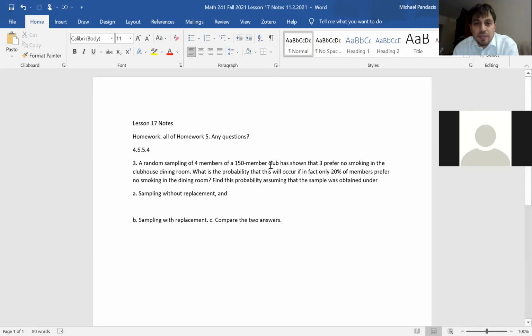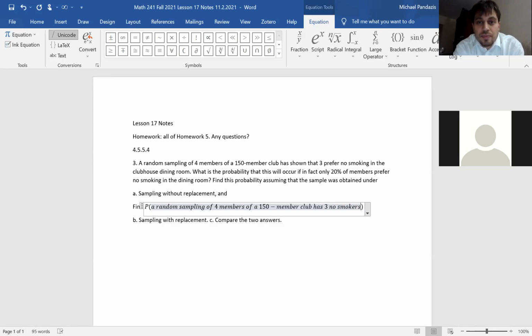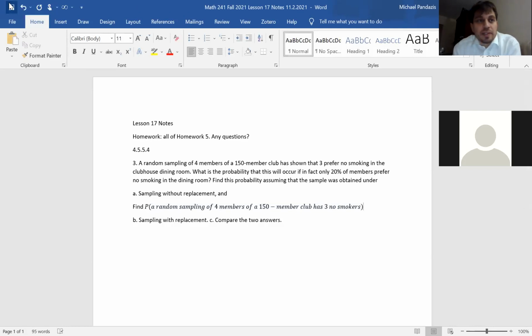So it's 4 members of a 150 member club has shown that. So find the probability that a random sampling of 4 members of a 150 member club has 3 no smokers, or 3 prefer no smoking. So I'm abbreviating it like that. Okay, so we want to find this probability.